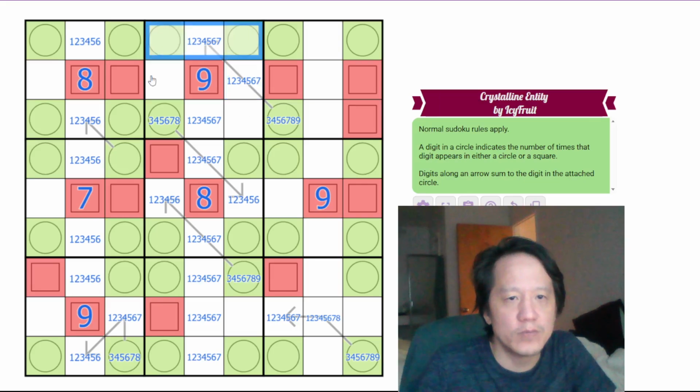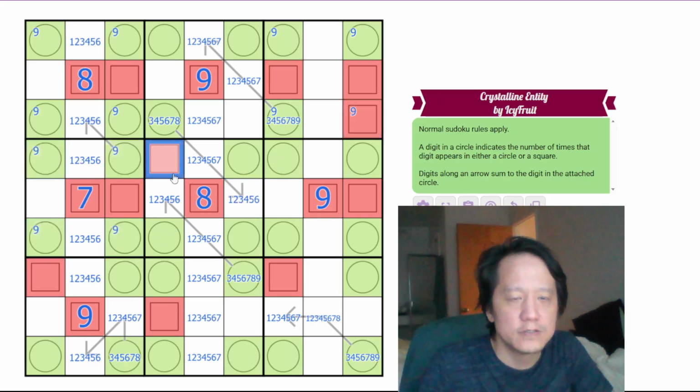Okay, so there must be... So where are the 8s? Where are the 9s? 9 has to be in one of these 4 circles. It has to be in one of these 4 areas. Same with these. Same with these. It's not here. It could be any of these 4 and any of these 4.